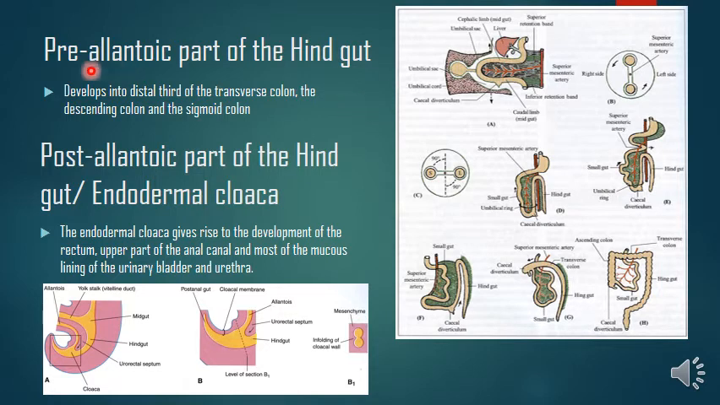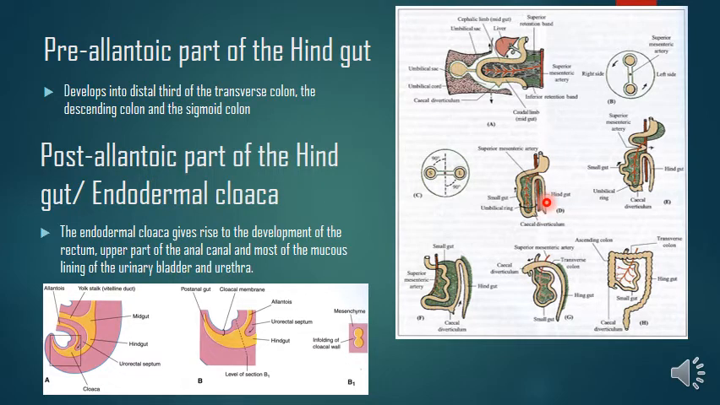Now the pre-allantoic part of the hindgut. In this image, this is the allantois, right? So this becomes the pre-allantoic part and this becomes the post-allantoic part. This pre-allantoic part develops into the distal third of the transverse colon. The proximal third is derived from the midgut, right? Then the distal one-third of the transverse colon, the descending colon, sigmoid colon, rectum and anal canal are all derived from this hindgut.